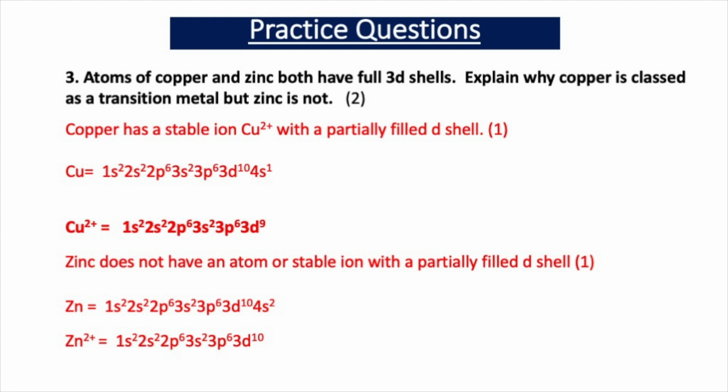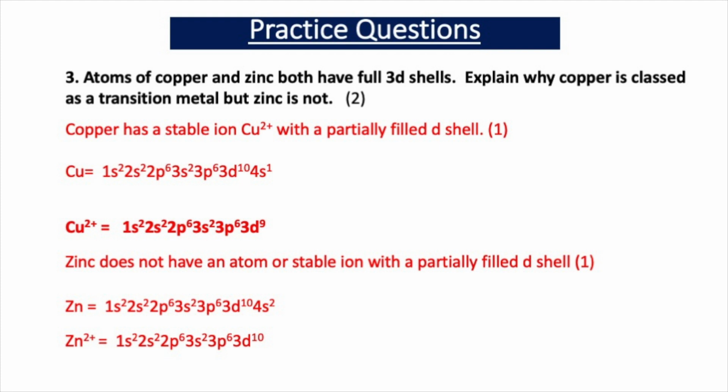Well, copper has a stable ion, Cu2+, with a partially filled d shell. If you said that, there's 1 mark. And you can see I've illustrated this here by putting the electron arrangements down for copper and copper 2+. And you can see clearly that copper 2+ has a partially filled d shell, 3d9.